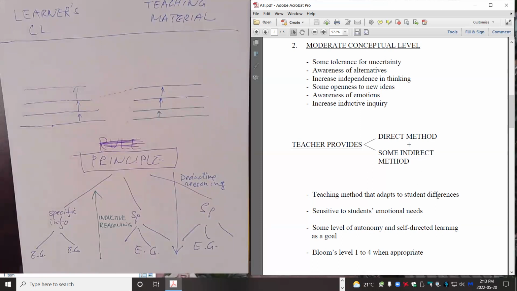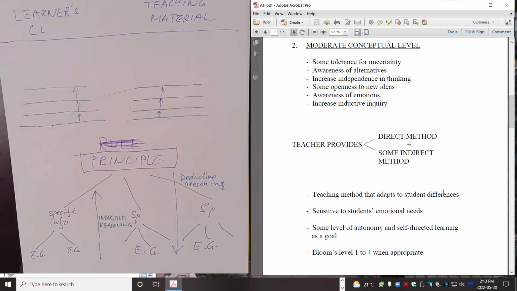Some will be mostly at the concrete operational stage. Some are in one stage plus one. So here you have both of these methods, so that most students would be able to fit in. Okay, so teaching method adapts to student differences.